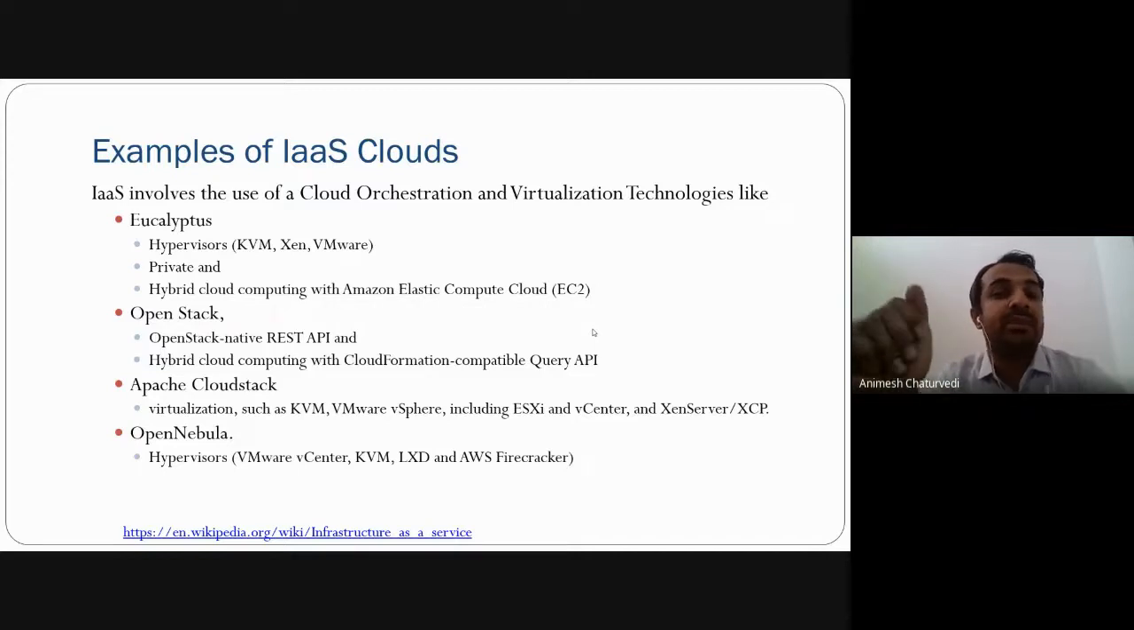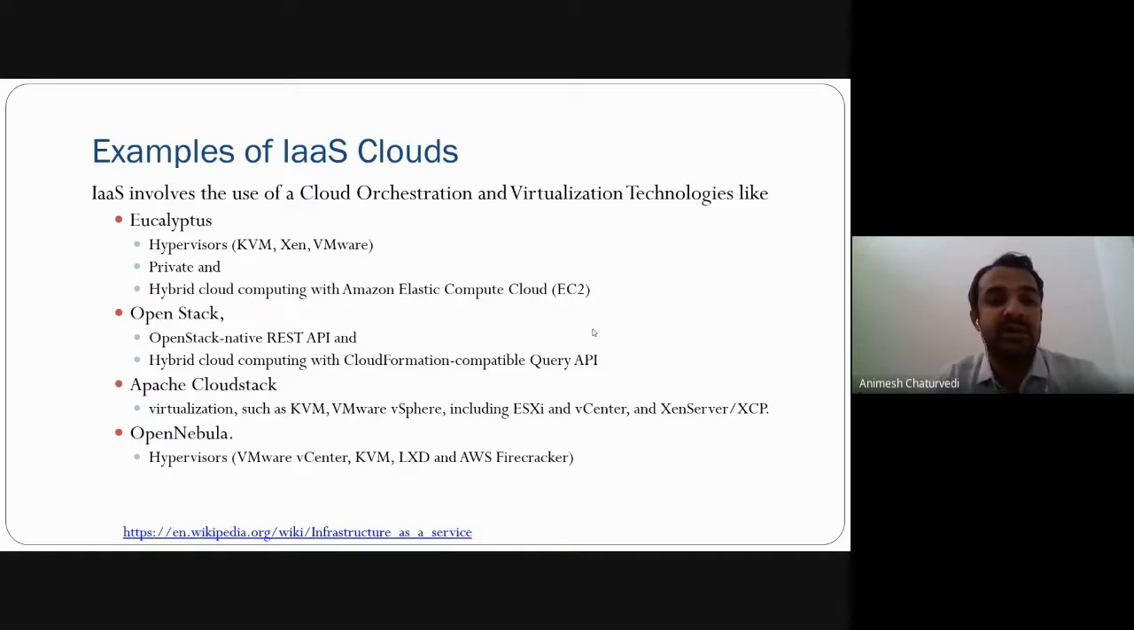So we'll see examples of IaaS. What are the examples of IaaS? IaaS basically involves orchestration and virtualization technologies like Eucalyptus, OpenStack, Apache CloudStack, and OpenNebula. These are open source cloud platforms that have different types of hypervisors, whether they belong to public, private, or hybrid clouds. Eucalyptus uses KVM, Xen, and VMware hypervisors, and hybrid cloud computing basically uses Amazon Elastic Compute Cloud, EC2.